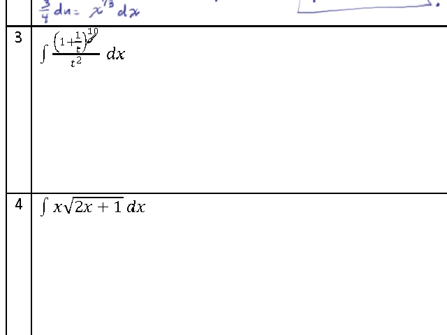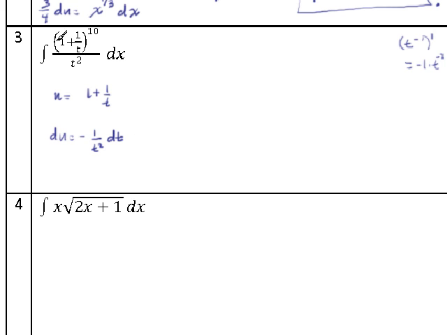In number 3, we have that same situation. Here's our inner function, 1 plus 1 over t. And remember that the derivative of 1 over t is minus 1 over t squared. You get that just by differentiating 1 over t, that is t to the minus 1. When you take the derivative, just bring down that minus 1 and subtract from the exponent. So we get minus 1 over t squared. All right, so we're going to put u equal to the inner 1 plus 1 over t. And du is minus 1 over t squared dt.